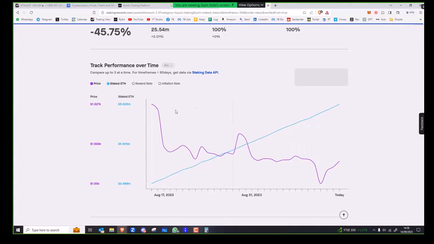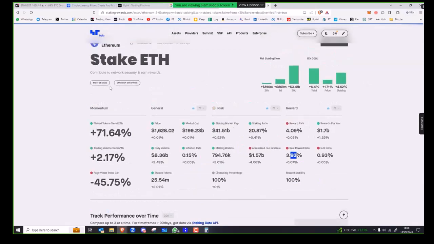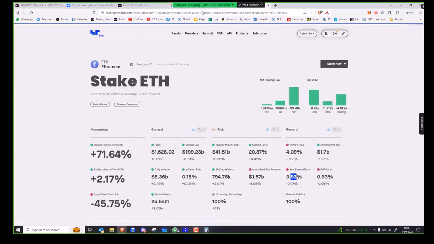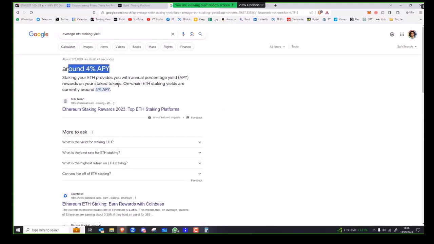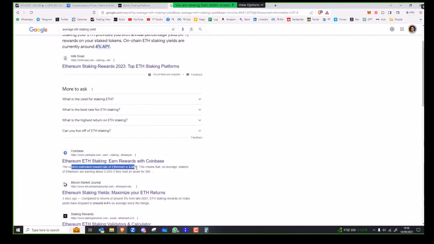So what have we got? So staked ETH. God, they got it. Yeah, so there's a lot of staked ETH at the moment. What is that as a percentage? I can't see at the moment, but around 4%. Let's just say 3.5%. If you did it on Coinbase, it's about 3.35. So yeah, if you did it slightly better, you probably get a bit more.